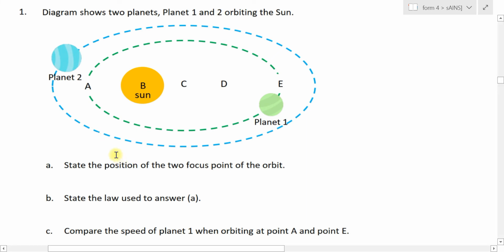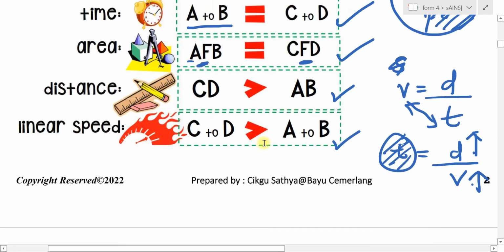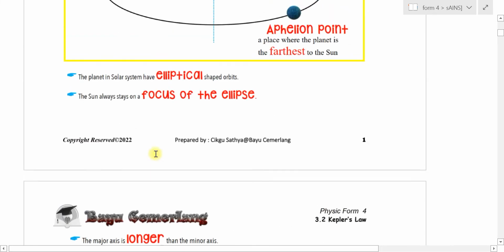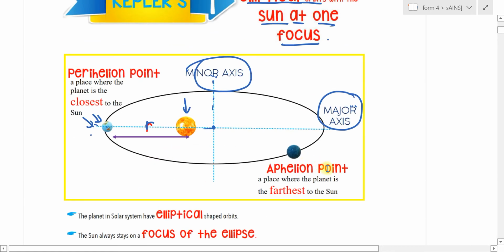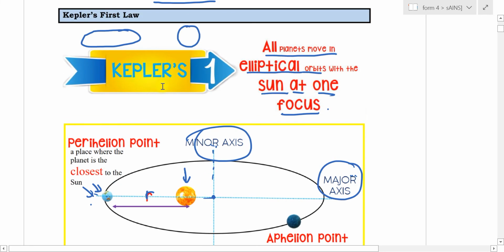Kita ambil Kepler's first law dulu. Okay, kita ambil Kepler's first law. So, the sun always stay on a focus at the ellipse. Sun biasanya dia akan jadi fokus setiap kali.